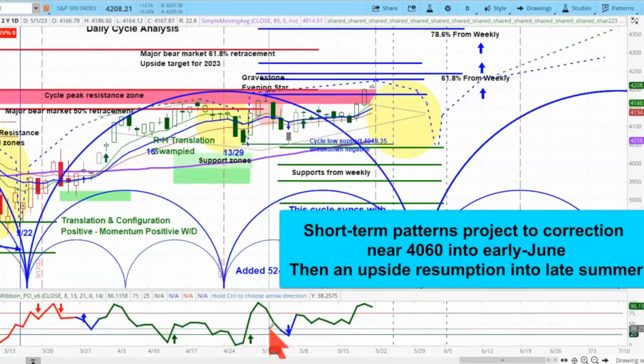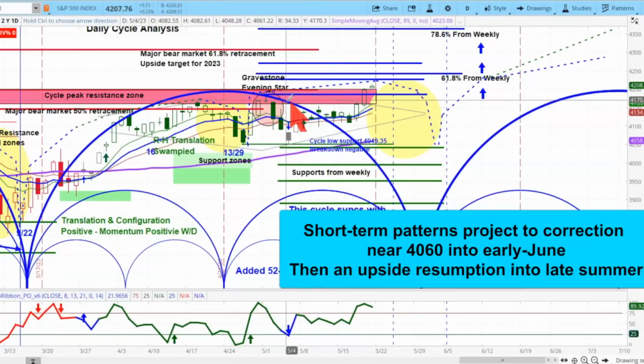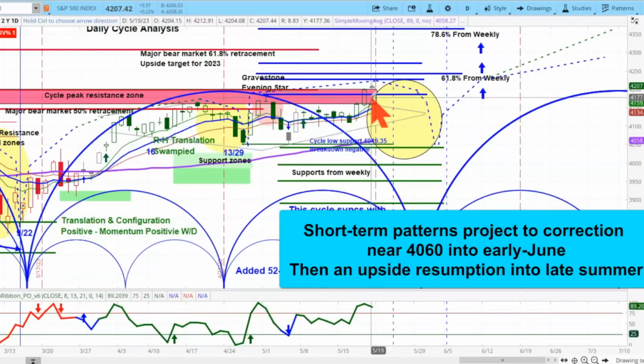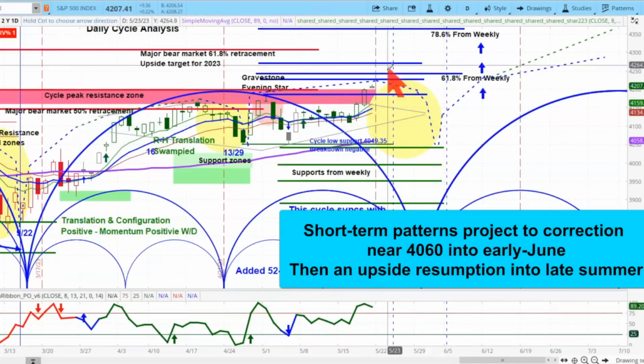Here you have the slim ribbon PO on the bottom and the slim ribbon right over here. These are positive and green as they've been right in here. So the upside is not a big surprise to us. We are looking for a corrective period in here and consider this to be a buying opportunity.